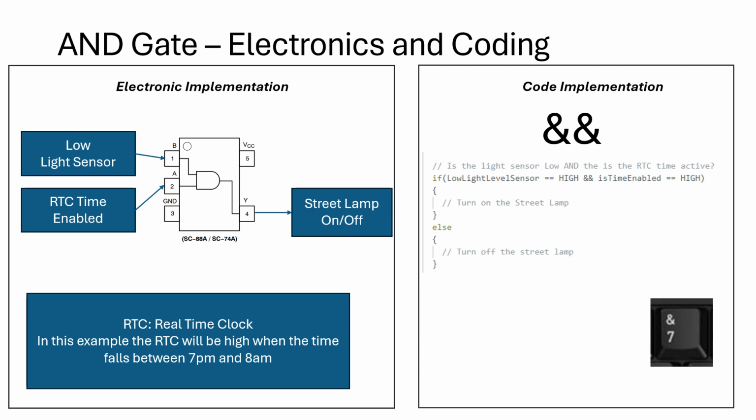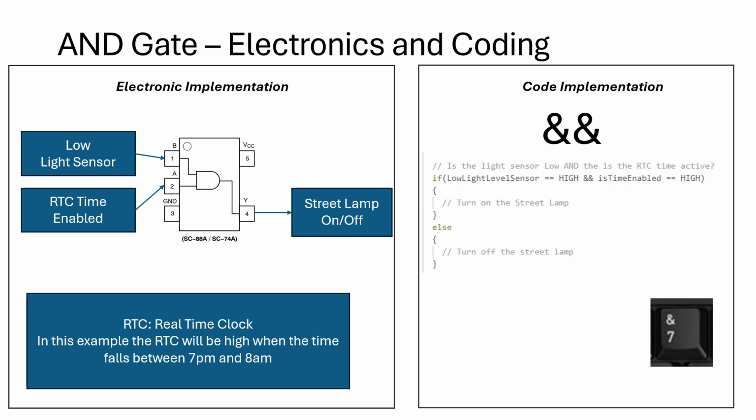If we look at the code implementation, let's say we don't want to do it in the form of the electronic circuit, we can also do this on the code side on a microcontroller. We simply use the ampersands. Two ampersands together. The ampersand is on your number 7 key. Press the shift key and press 7 and you will get an ampersand.